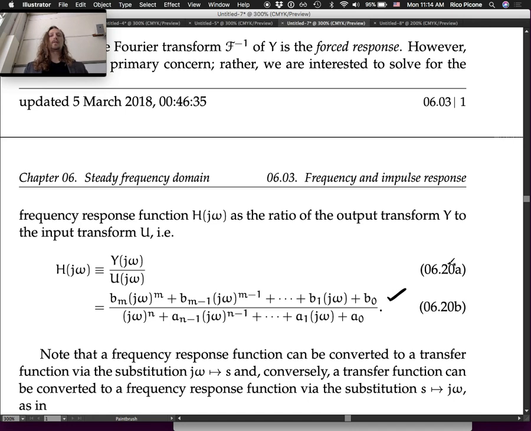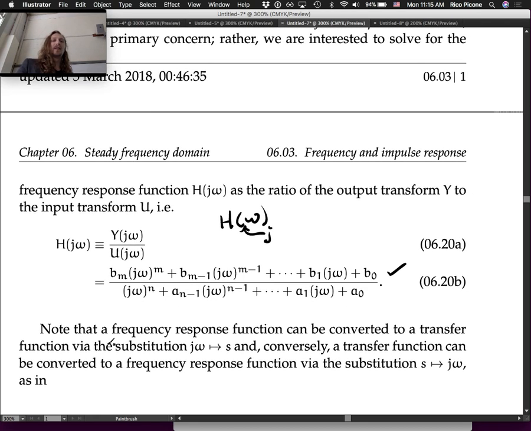So strictly speaking, H is a function of omega, okay? And some people will just write it like that. A lot of engineers write the j in there. It's mathematically not great, but we do that, and I'll explain why by looking at this next step here.